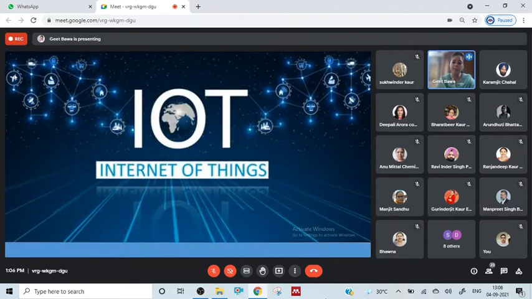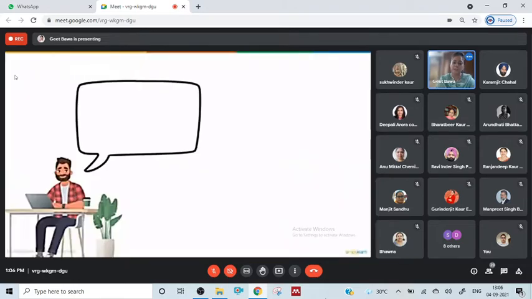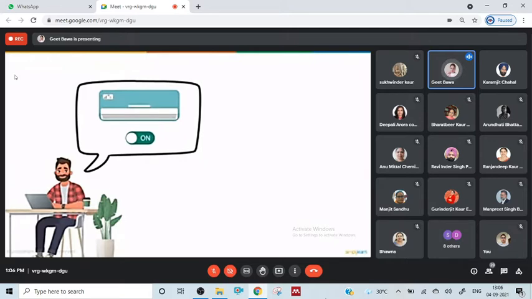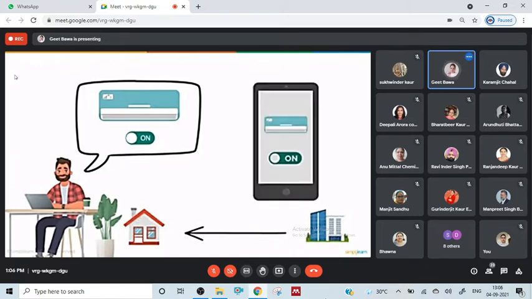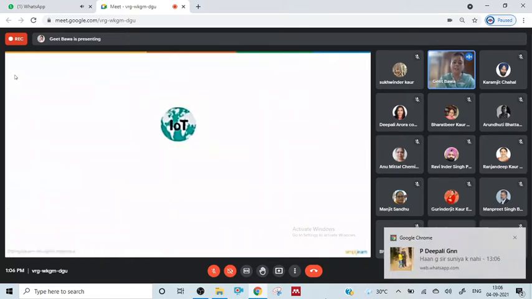Now, before going deeper into the definition of IoT, I wish all of you to imagine that we are sitting in our workplace and all of a sudden we realize that we have forgotten to turn off the AC of our house while leaving for office. Now, instead of going all the way back to our house, what if we could use our smartphone to see the status of the AC, whether it is on or off, and even turn off the AC? Isn't that amazing? Yes, it is. It is where the role of IoT comes into play.